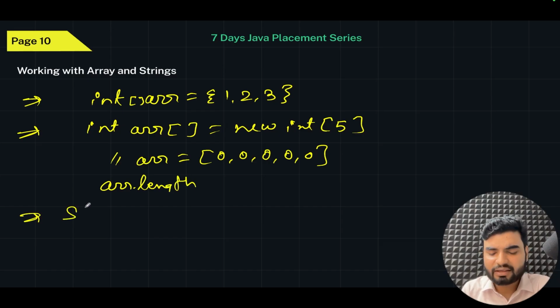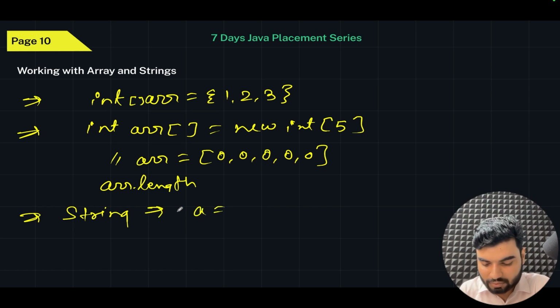Now if you want a 2D array, just put two square brackets here, and within this you can have the values. I'll show you in the example. Okay, now another thing is a string. Basically, a string is normally written like a equals, here you put the string data type, String a equals something like hello.